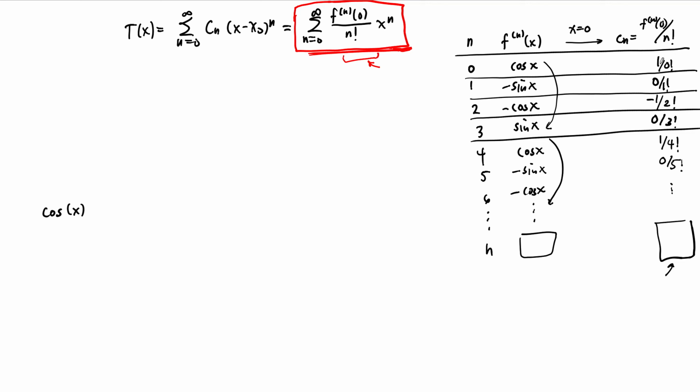Let's write out the first few terms here. Remember, 0 factorial is just 1. So this is going to be equal to 1 times x to the 0. So that's just 1. Plus 0 times x. There's no x. That's 0, right? The next one's going to be minus 1 over 2 factorial, x squared. And then plus 0x cubed plus 1 over 4 factorial, x to the 4th. And then this continues on, right? So there's 0, x to the 5th. And then the next one's going to be minus 1 over 6 factorial, x to the 6th.